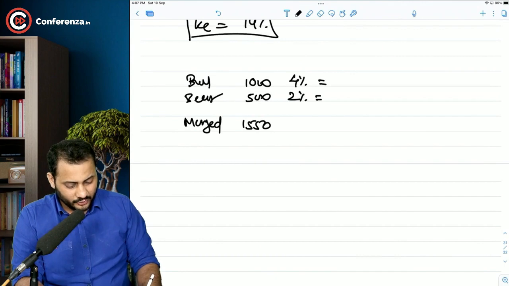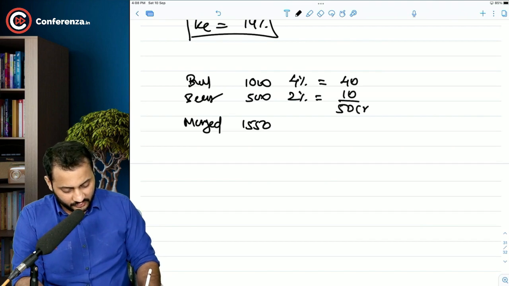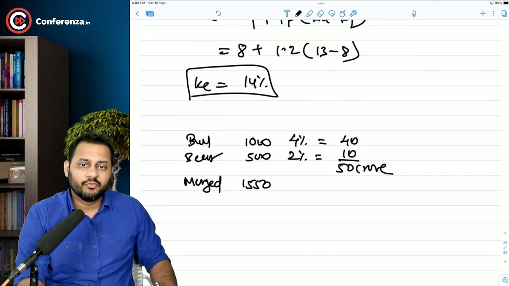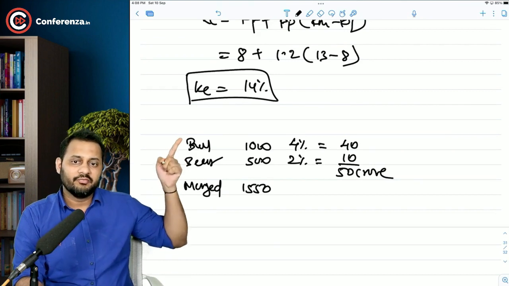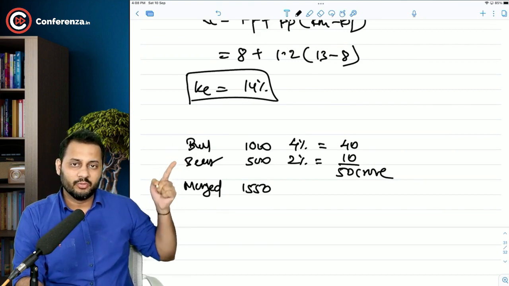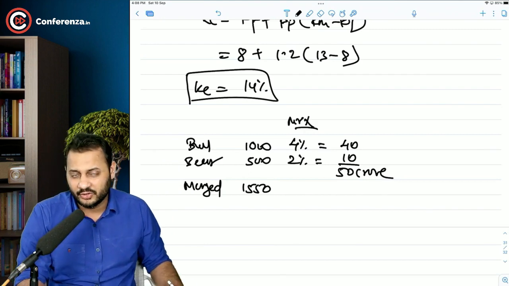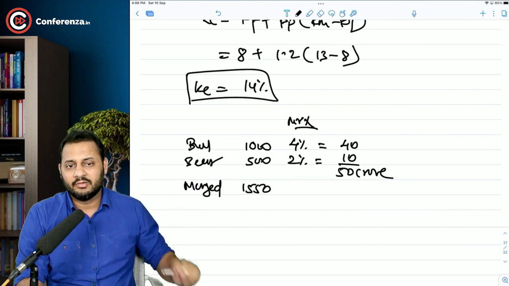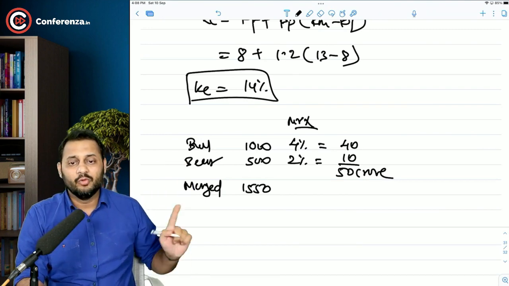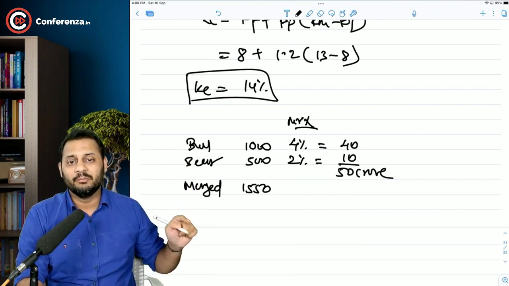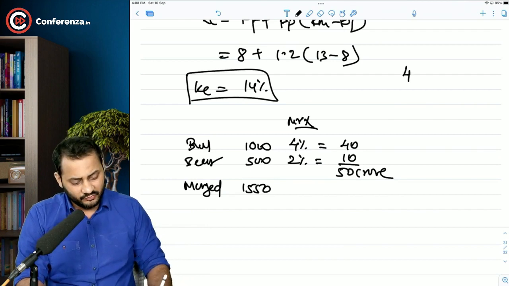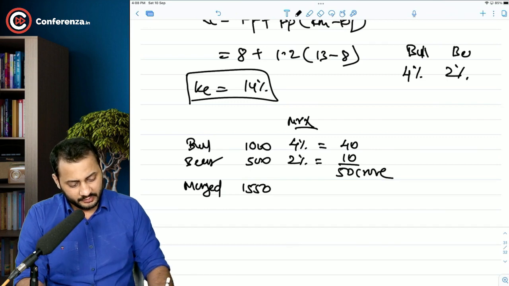So his market value earlier, before merger, his total market value was 40 and 10, that is 50 crore, right? Before merger, if we take the total market values of Bull and Bear Limited of Mr. X, it was 50 crore in total. 40 from Bull Limited, 10 from Bear Limited. But how much percentage now is he holding in the merged entity? Very simple, sir. 4% and 2% in Bull and Bear.